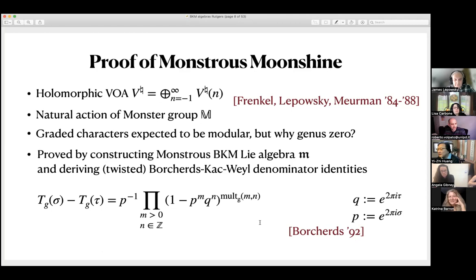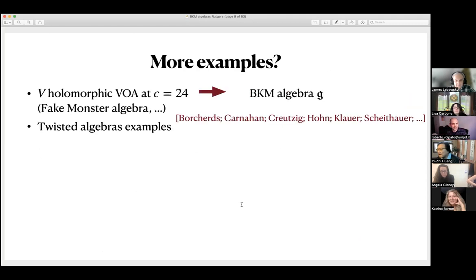So this was a nice story, and on top of being a nice proof of the monstrous moonshine conjecture, it was really cool because it pushed people to introduce a lot of new structures. So you want to build new examples of these new structures. For example, you can try to build more examples of Borcherds-Kac-Moody algebras. One way to do this is to repeat essentially the same construction as Borcherds did, but not for the V-natural, but for other holomorphic VOAs of central charge 24. And then you can build a big Borcherds-Kac-Moody algebra out of it.